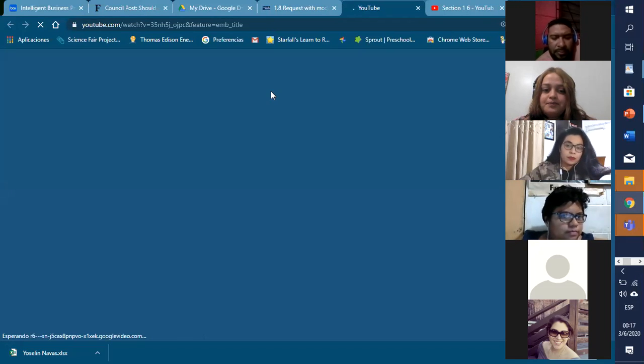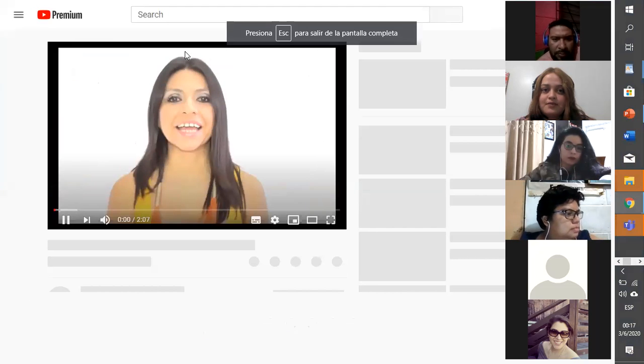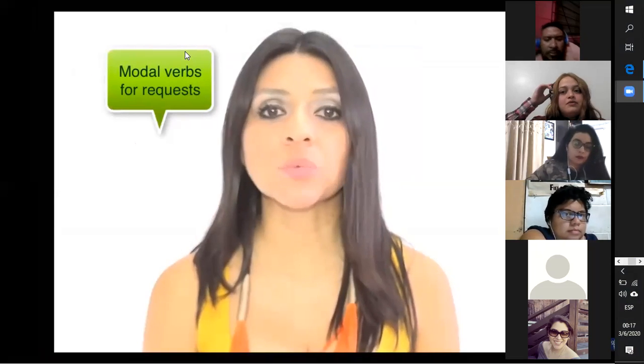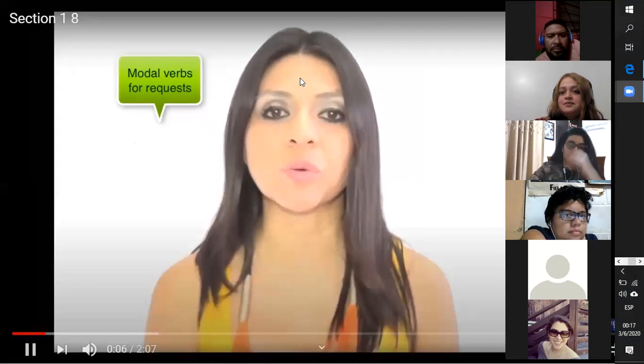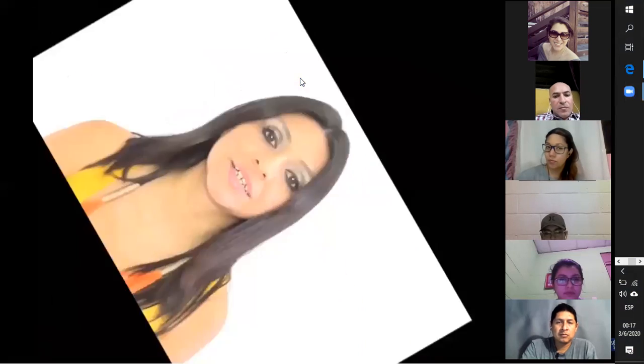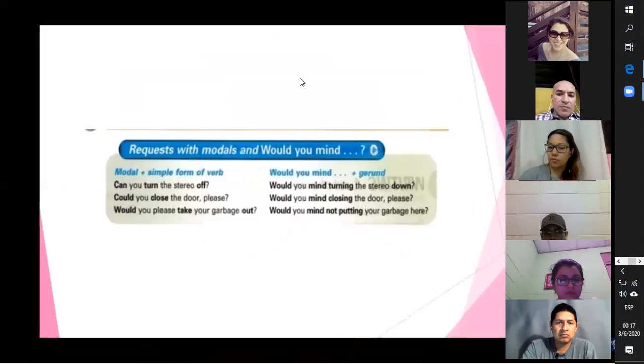Here we go. Hi, we're about to make requests using modal verbs. Notice when to use the simple form of a verb and when to use a gerund. Stay around for more explanation. Requests with modals and would you mind? Modal plus simple form of verb. Can you turn the stereo off? Could you close the door, please? Would you please take your garbage out?